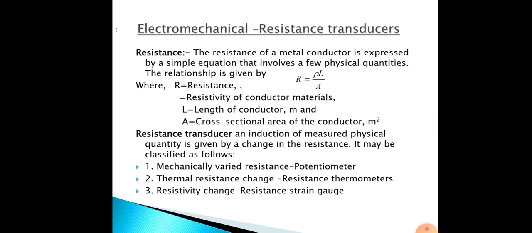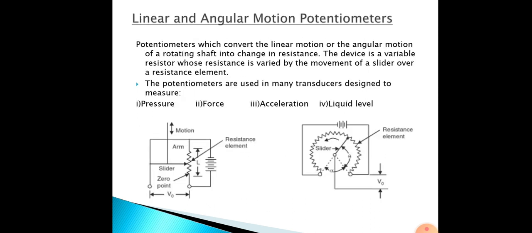Here we have mechanical varied resistance, then thermal resistance change. Mechanical varied resistance will be the potentiometer. Thermal resistance change will be resistance thermometers. And resistivity change will be the resistance strain gauge. The next one we will be seeing is the linear and angular motion potentiometer.